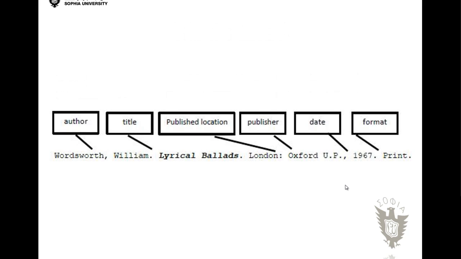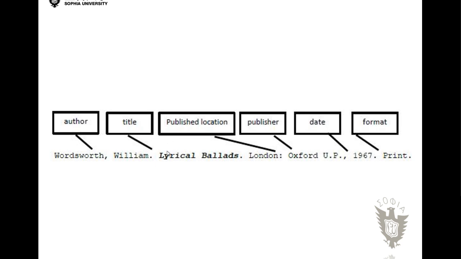Now here's basically what a works cited list looks like. You've got the author, Wordsworth William. You've got the title of the work, Lyrical Ballads. You've got the published location, London. You've got the publisher, Oxford University Press. And you've got the date, 1967. And you've got the format. It's print or web, basically.